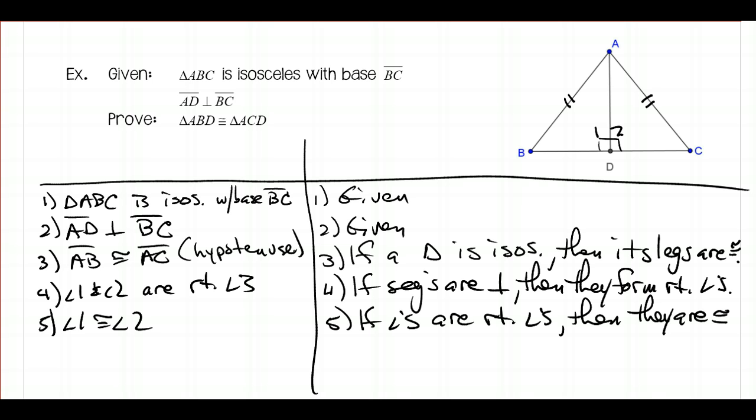And there's really no way to get this angle included or this side included between 2 angles, but we notice that we have this reflexive side here. And then again, I've got side-side-angle, which we can't use, but since this is a right triangle, it's really hypotenuse leg. So I'm going to put in step 6, AD congruent to AD by the reflexive property.